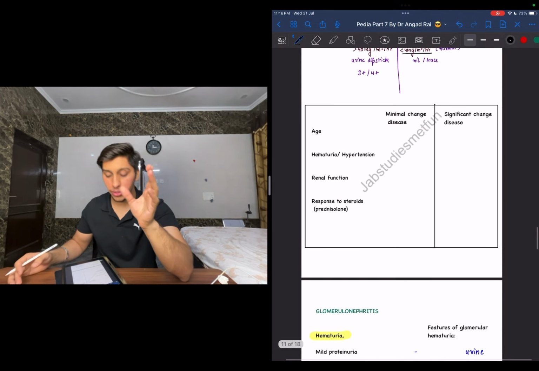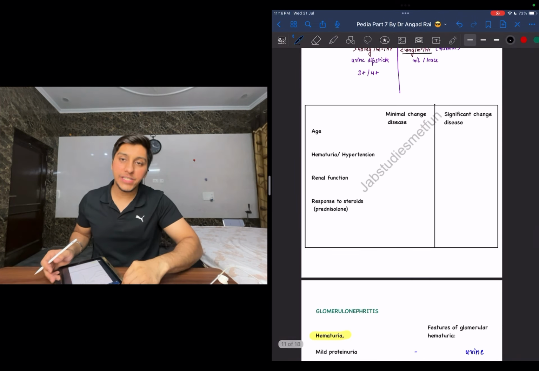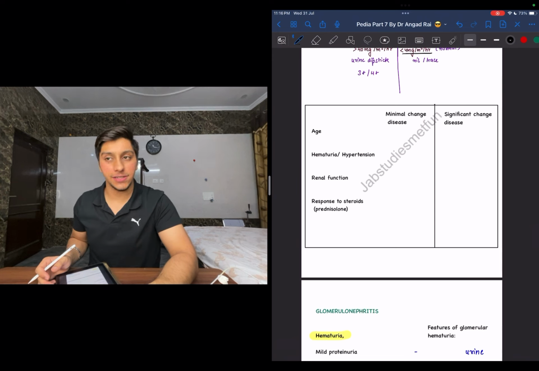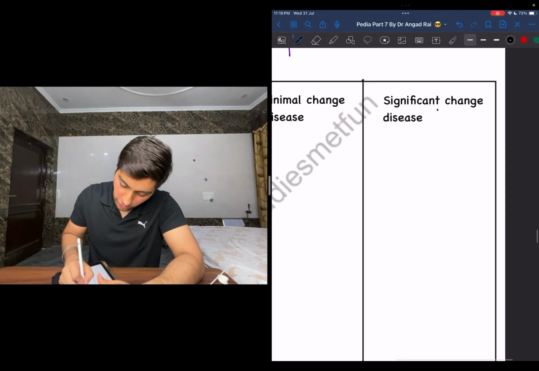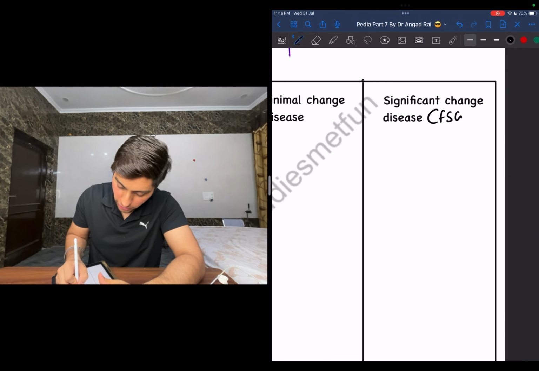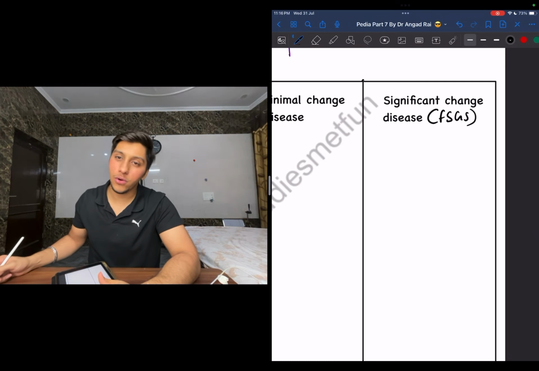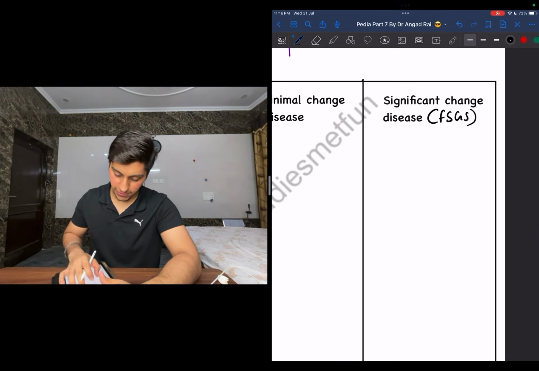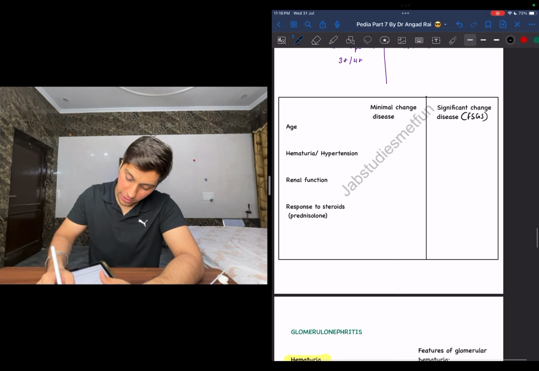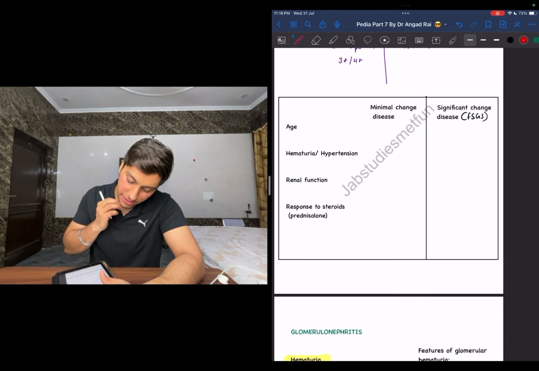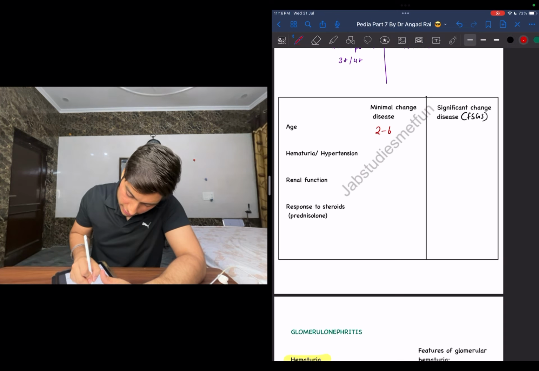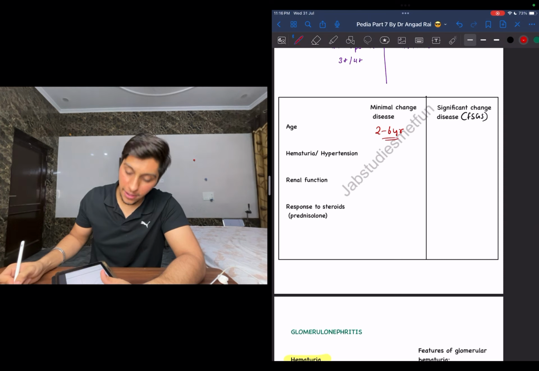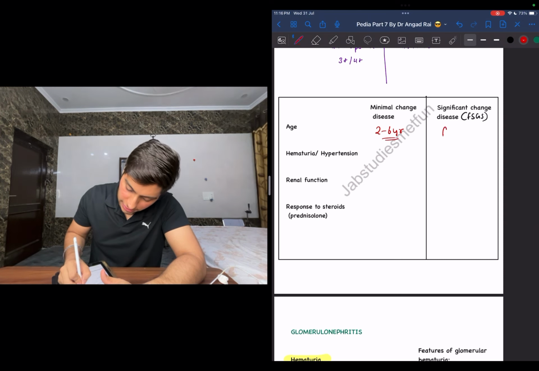Let us talk about the differences between minimal change disease and significant change disease. Significant change disease is also known as focal segmental glomerulosclerosis. Okay, focal segmental glomerulosclerosis. First of all, you'll ask about the age. Minimal change disease is usually seen at 2 to 6 years of age, while significant change disease is usually seen in adults.